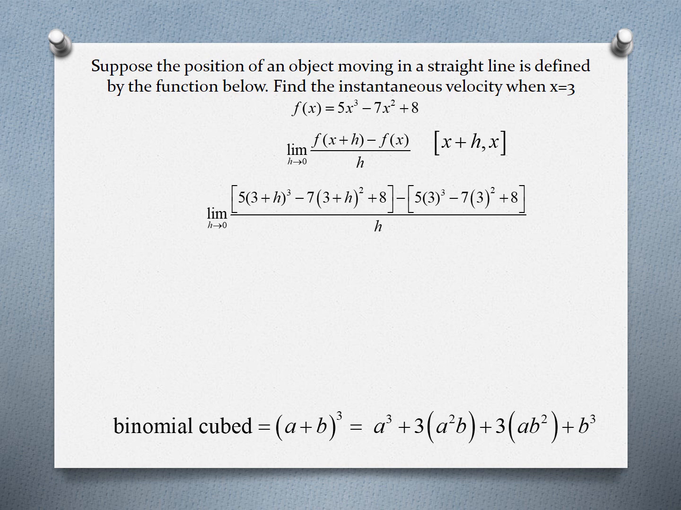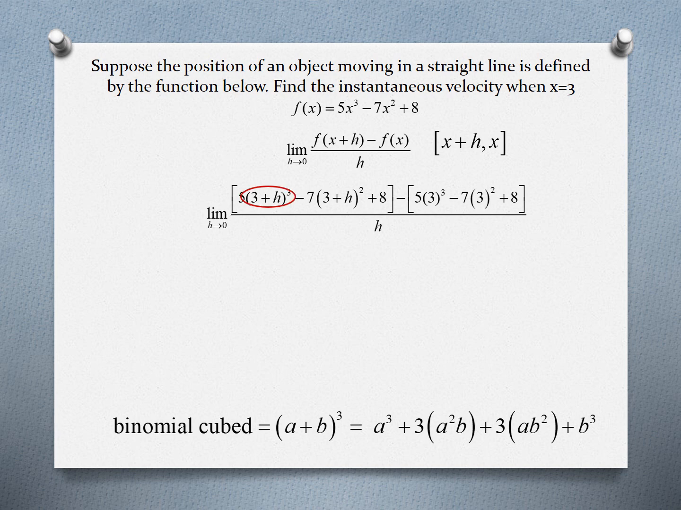Now the 3 plus h needs to be multiplied out. It's pretty easy to multiply out using the formula for a binomial cubed, or you can just multiply it out and take your time. Even so, I want to apply that, and also the binomial squared, the 3 plus h quantity squared.